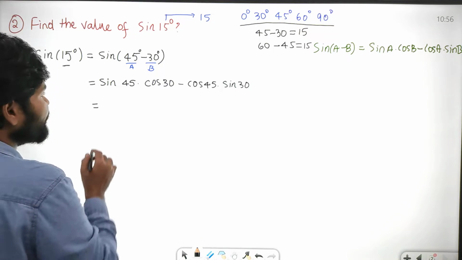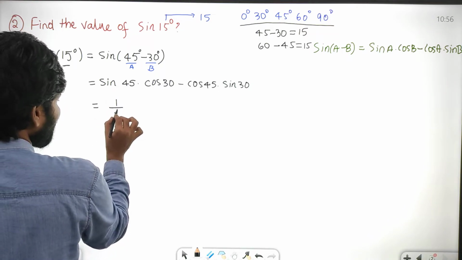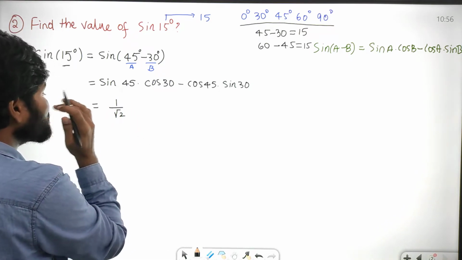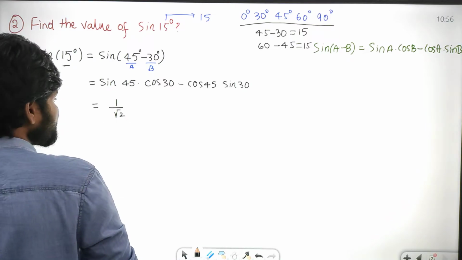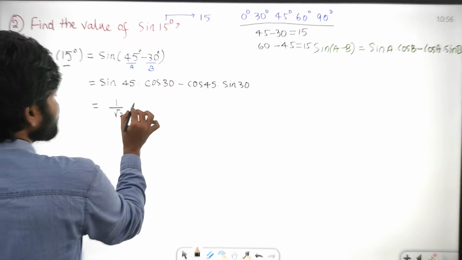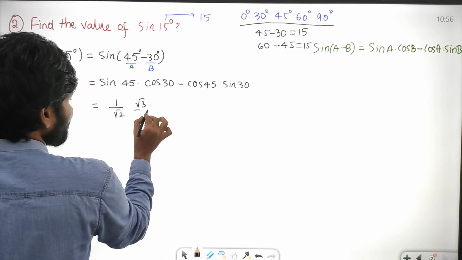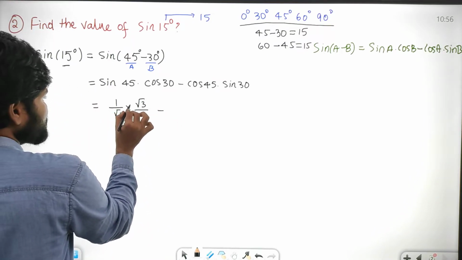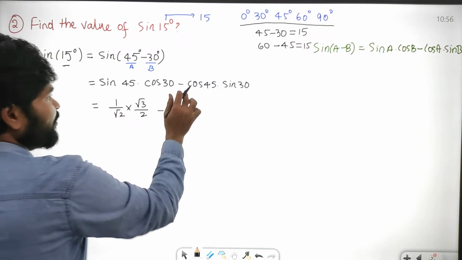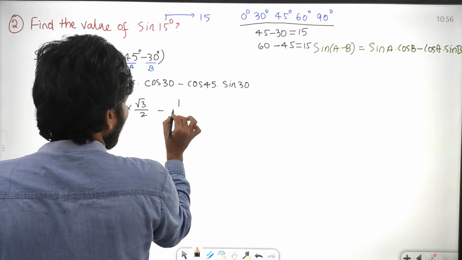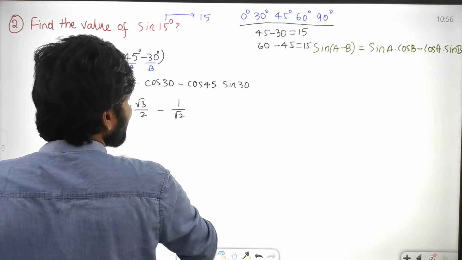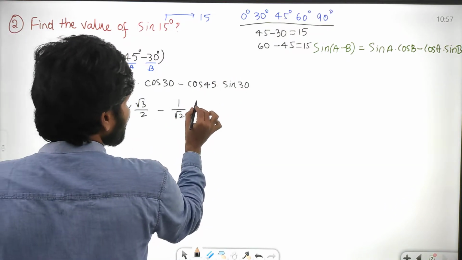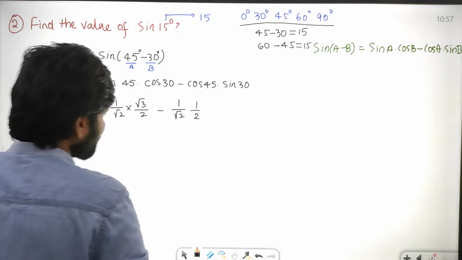What is sine 45? 1 by root 2. What is cos 30? Cos 30 is nothing but root 3 by 2, minus, you can write this as into cos 45, which is nothing but 1 by root 2. And what is the value of sine 30? This is 1 by 2.